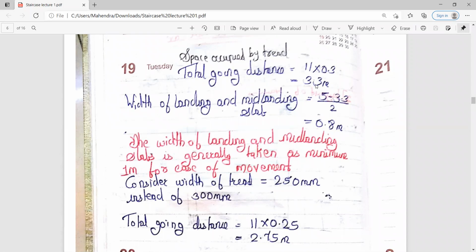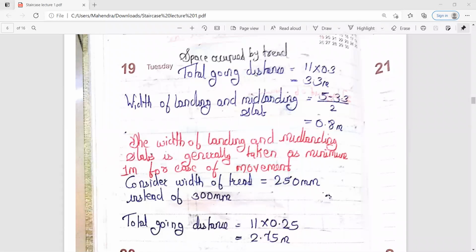After this, you need to calculate the width of landing and mid landing slab. Total landing and mid landing slab ki width you need to calculate. So 5 is nothing but the size of the room. So 5 minus 3.3, that is total going distance, divided by 2. You will get the width of landing and mid landing. So width of landing and mid landing comes up to be 0.8 meter.